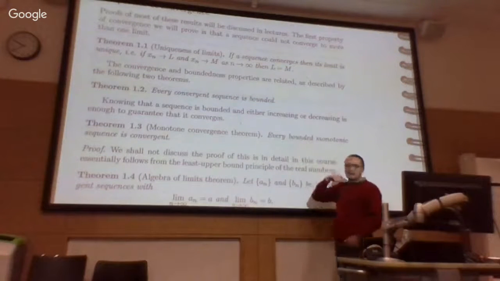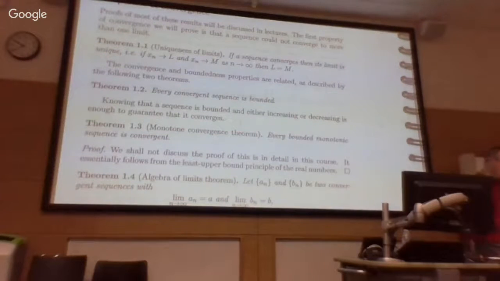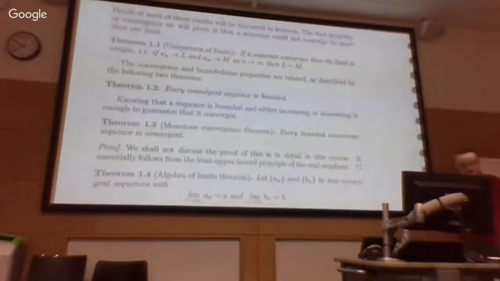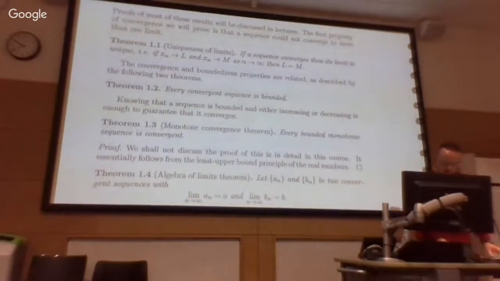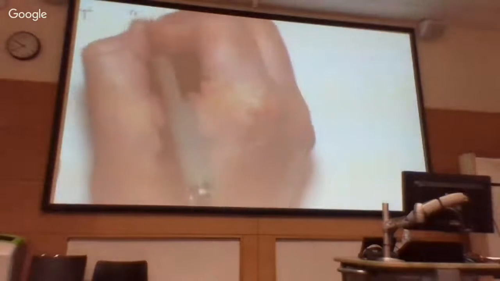So that tells you that if a sequence is increasing all the time, and if there is some upper limit to it, then it will be a convergent sequence. Okay? So the MCT, just the main idea.